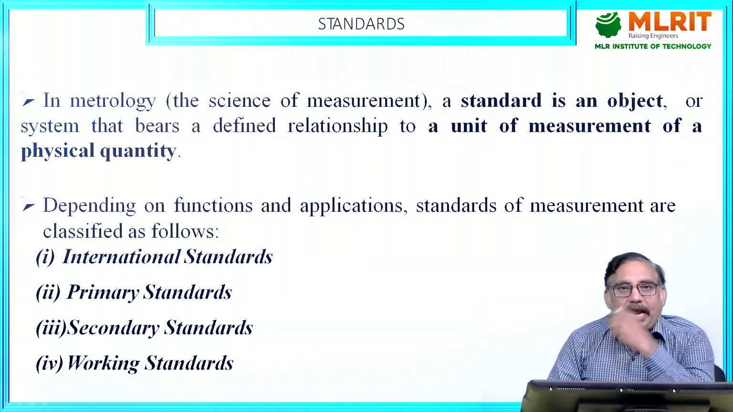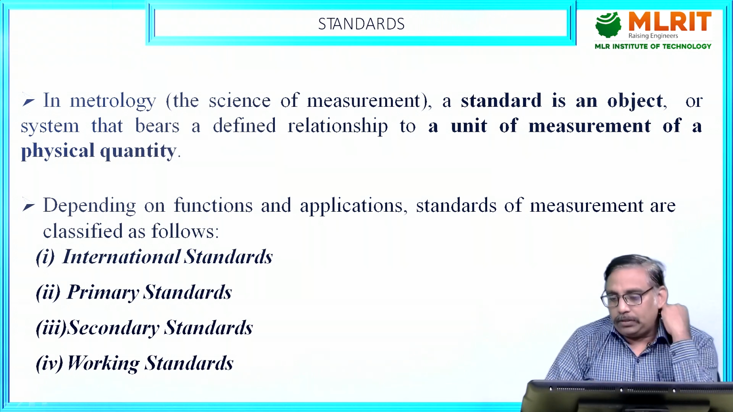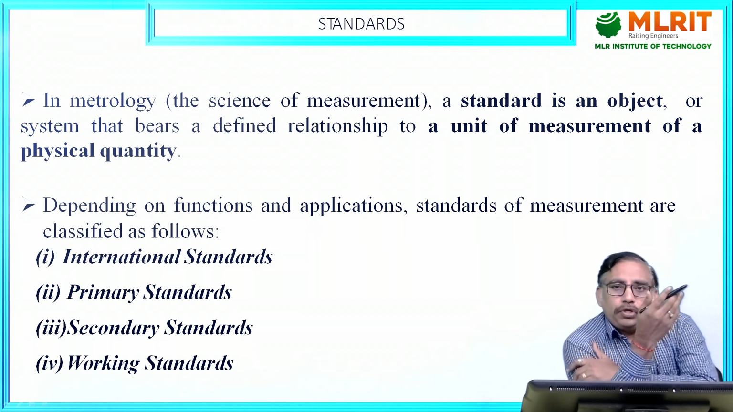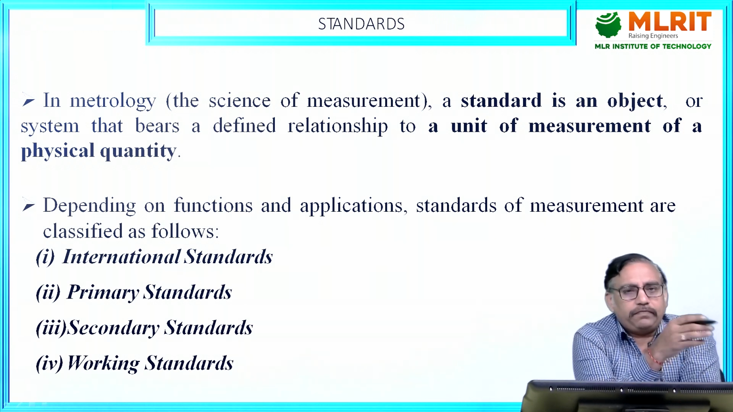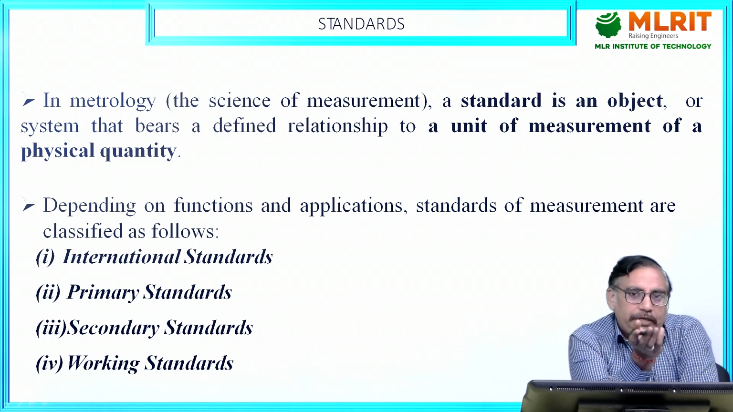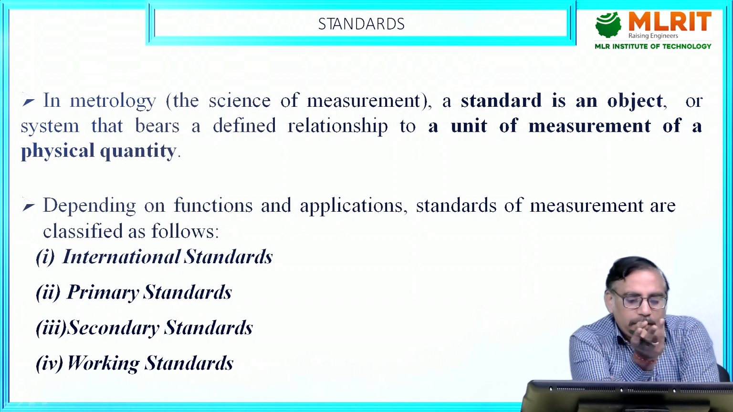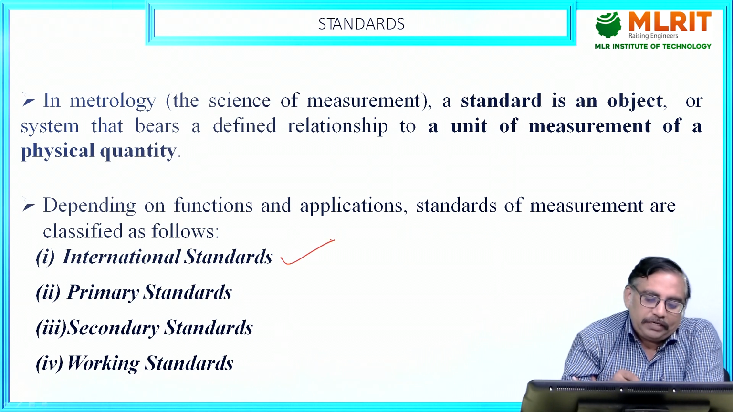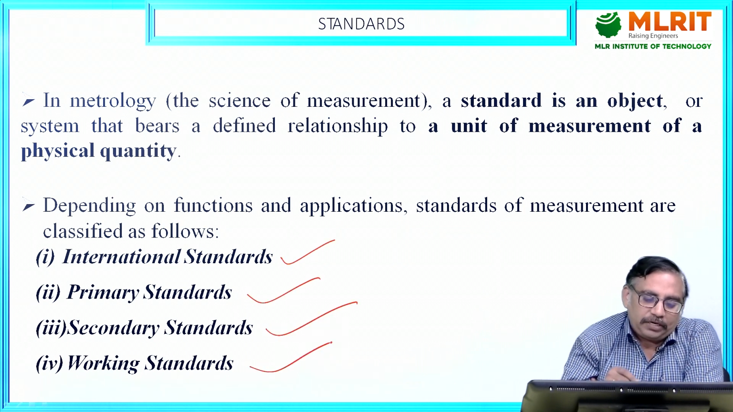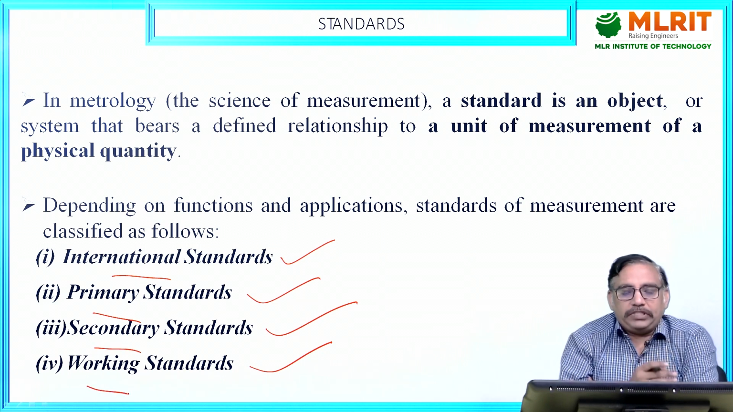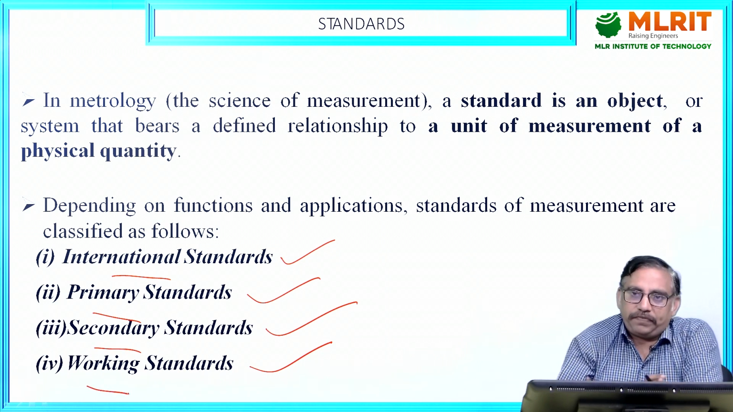So what are the standards for all these metrologies? A metrology standard is an object or a system that bears a defined relationship to a unit of measurement of a physical quantity. The physical quantity may be length, depth, width, temperature, or angular, whatever it is. These standards are basically four: international standards, primary standards, secondary standards, and working standards. Depending upon the functions and applications, standards of measurements are classified into these four.